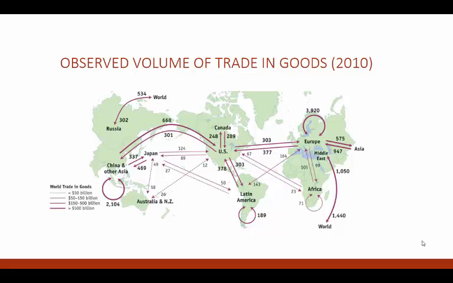Darker or thicker arrows such as from China and Asia to the United States and between Europe and all of Asia reflect very large volumes of trade, while the lighter arrows such as exports from the US to Africa and trade between the US and Japan alone reflect relatively smaller volumes of trade between those countries or regions.